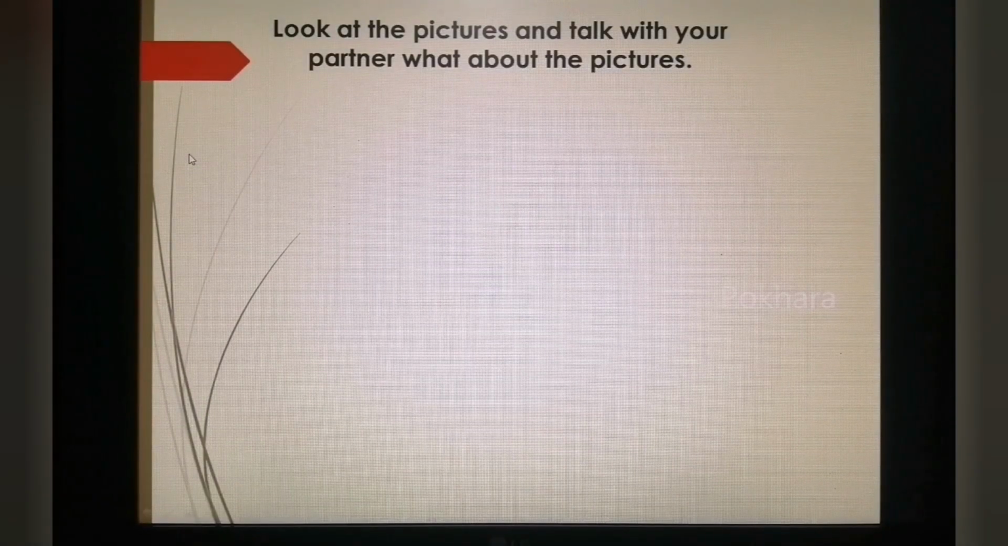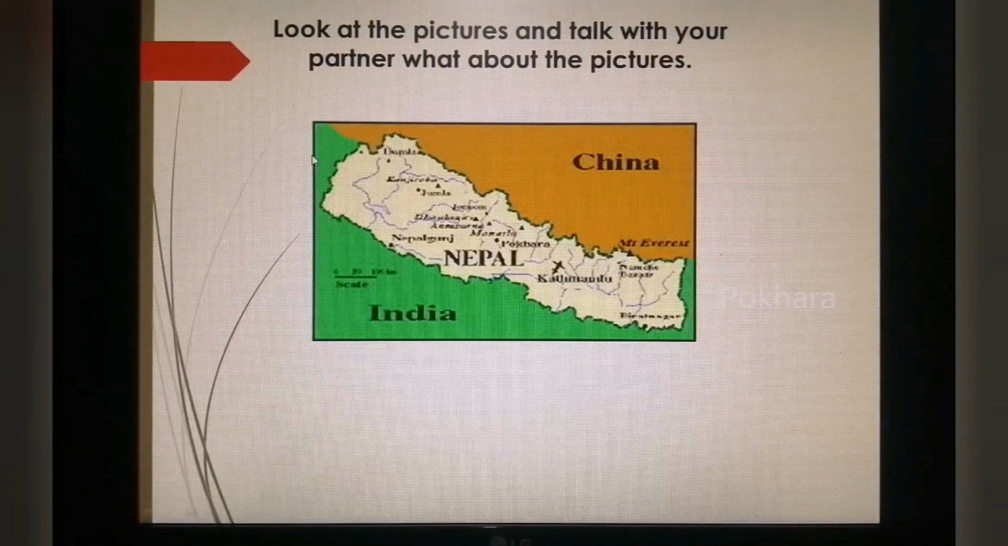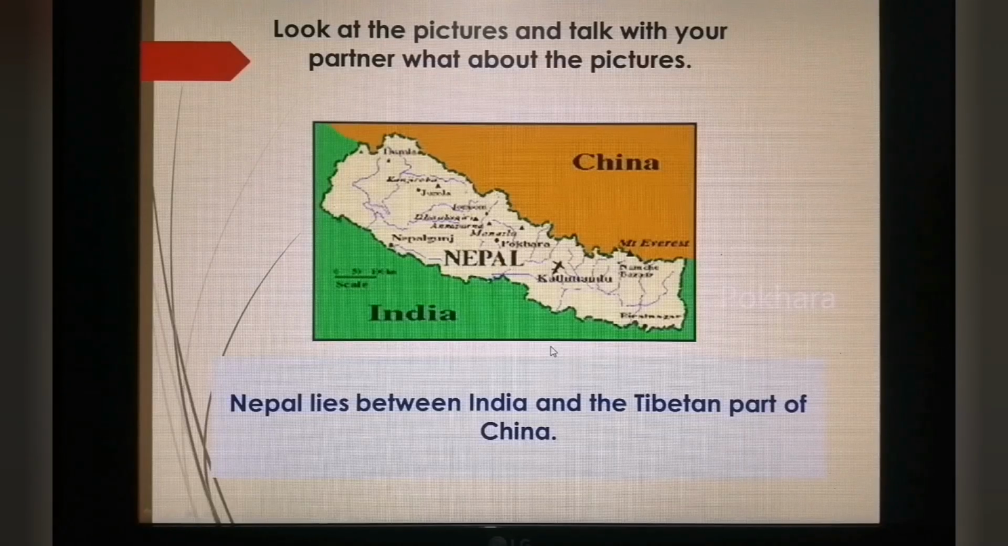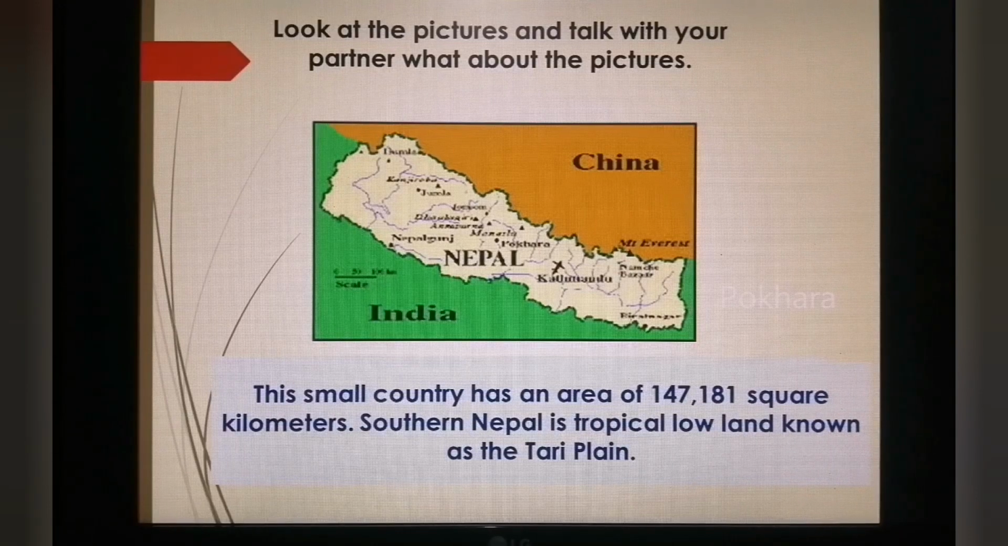Students, look at the pictures and talk with your partner about the pictures. The location of Nepal. On both sides of Nepal, two giant countries like China and India lie there. You can see on the map, here is China and here is India. Nepal is situated between India and the Tibetan part of China. Let's move on to the next.